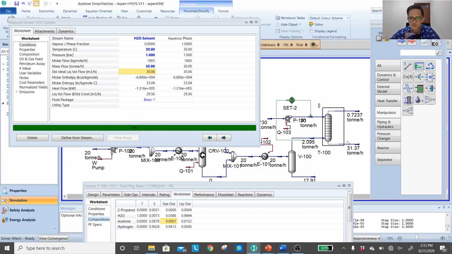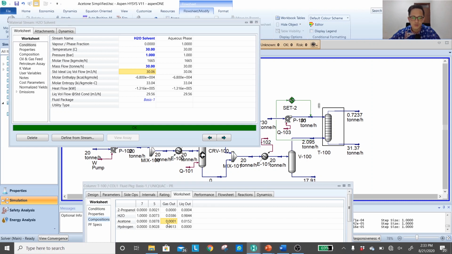Okay, because now obviously the discharge liquid, which will be combined with the discharge of the V100, will be mixed and sent to the separator column, and maybe that will have some effect on the distillation column. Again, we don't know for now, but let's keep it this way because we want to minimize the acetone loss.